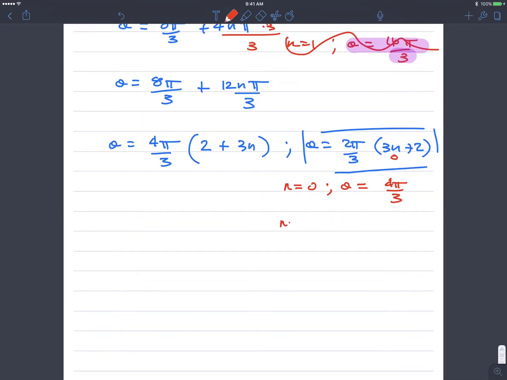What if n here is 1? What do we get now? What is theta? 2 pi over 3 times, when n is 1, what do we get? What is this? Is that 5? So this gives us what? 10 pi over 3.